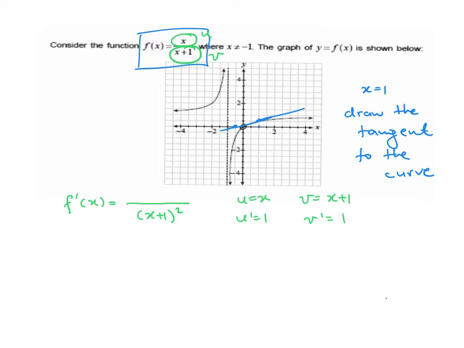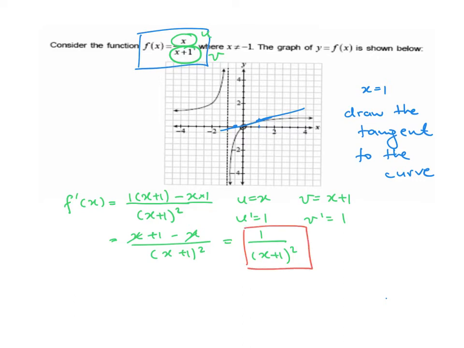So substitute: u dash is 1 times v, which is x plus 1, take away u, which is x, times v dash, which is times 1. Rearrange a little bit, so it's x plus 1 take away x over x plus 1 to the power of 2, which gives us, this is gone, 1 over x plus 1 to the power of 2. So this is the first derivative of f of x. So now we can say it's given and calculated.